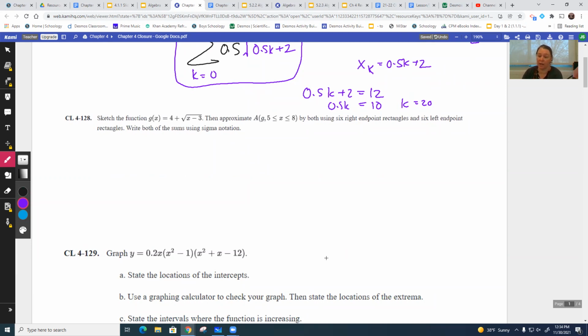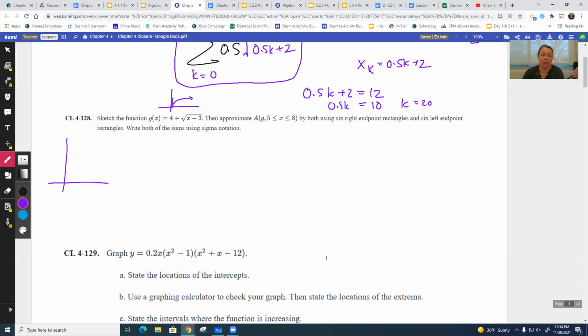All right, 128 asks us to sketch this function here and then approximate the area of this function from 5 to 8 using both 6 right endpoint and 6 left endpoint rectangles. Excuse me, and then write both of the sums using sigma notation. Okay, so when I think about what this would look like, I know the parent square root function would be something like this, and this minus 3 is moving it to the right 3, and then the plus 4 is moving it up 4.